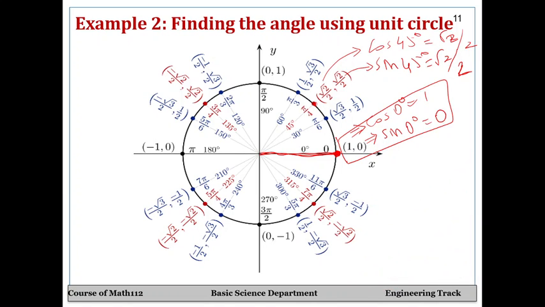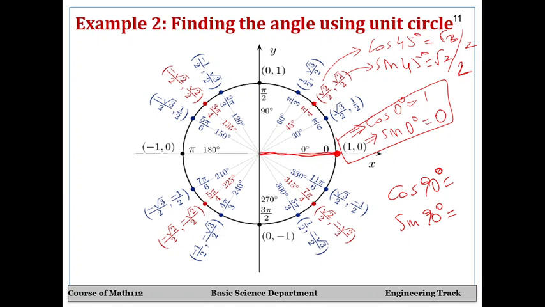Now, by using this unit circle property, what is cosine 90? You can stop the video and try to do it by yourself. Cosine 90 and sine 90.